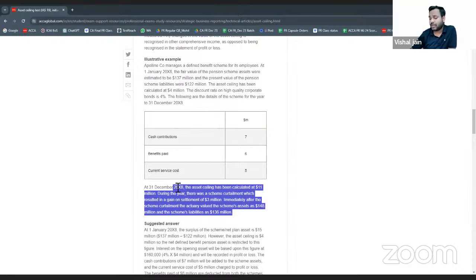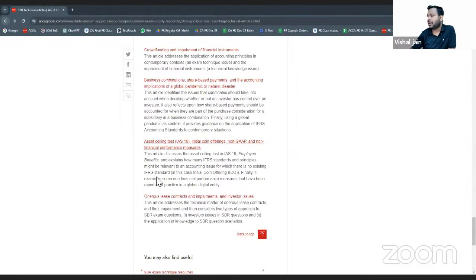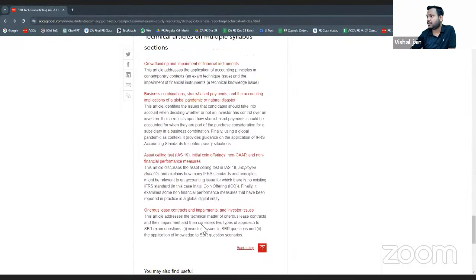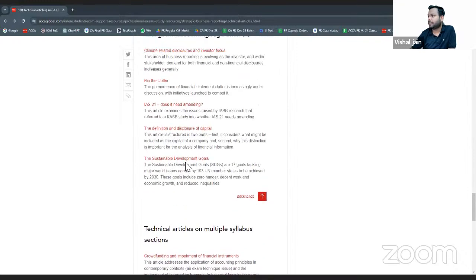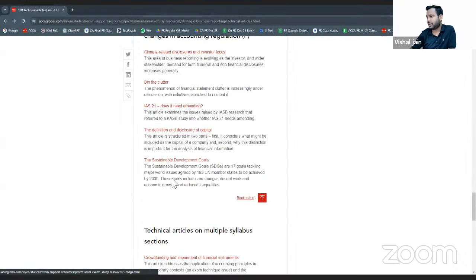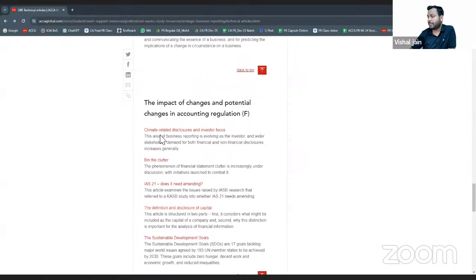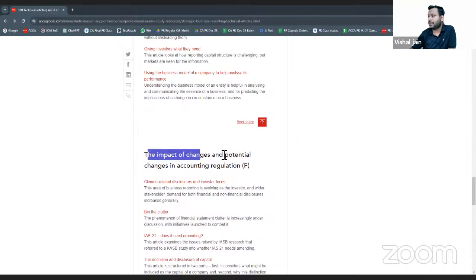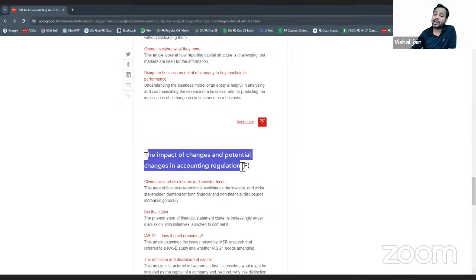So can you skip these technical articles? Never. Okay. Now, current issues, I'll show you the current issues also. See here, sustainable development goals, they are current issues. Climate related disclosures and investor focus, they are current issues. Okay, see the impact of changes and potential changes in accounting regulation. So changes means current issues. Potential changes means the changes which are not currently in place, but will come in place in the future.